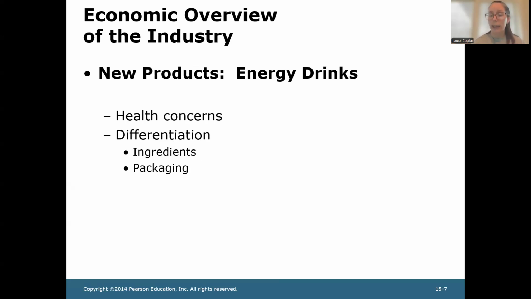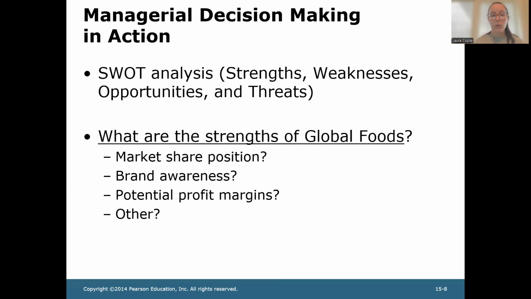So, new products that we're looking at in the global soft drink industry are those energy drinks. What are the health concerns that come with that? How can we differentiate, with ingredients, maybe packaging? So, managerial decisions that come into play would be creating that SWOT analysis, the strengths, weaknesses, opportunities, and threats.